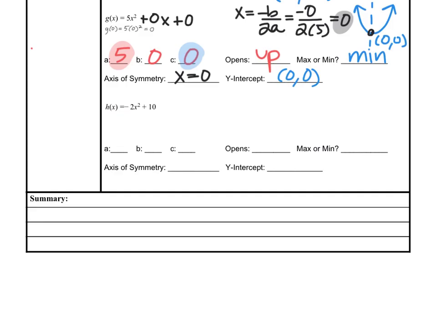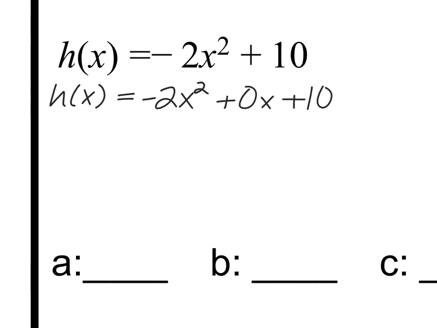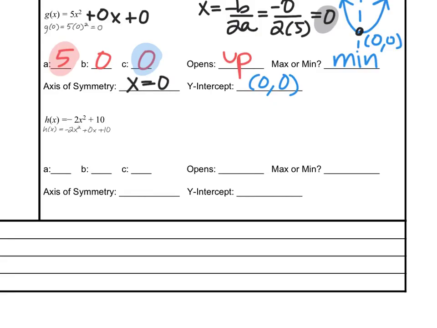Last one. H of x equals negative 2x squared plus 10. This is missing a b term, so we're going to rewrite this. Let's rewrite it so it has 3 terms. H of x equals negative 2x squared plus 0x plus 10. Great. Now it has 3 terms. Our a value is negative 2. Our b value is 0, and our c value is 10.